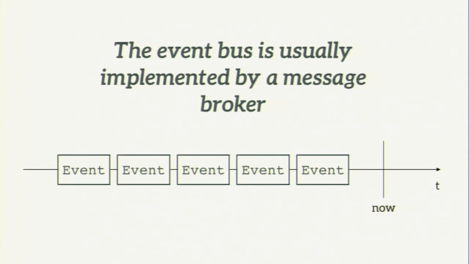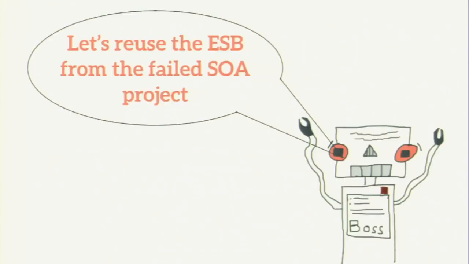So for instance, we've been playing around with service-oriented architectures for ages. We bought a high-priced enterprise service bus, so our manager might come ahead and say, hey, that's awesome. Let's reuse the enterprise service bus from the failed SOA project for that. It has a ton of features. No, don't do that. Really don't do that. And hell no, don't do that.